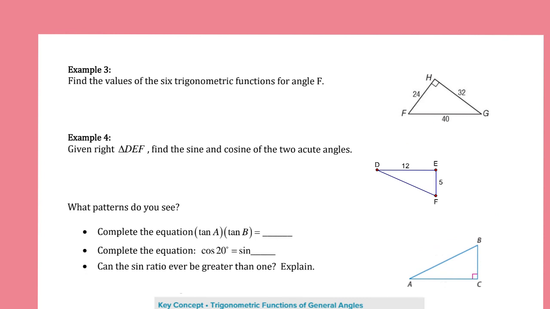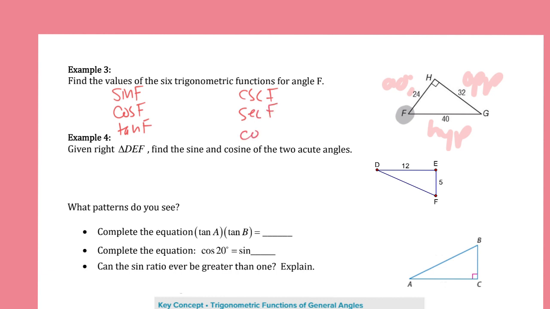The next one really is the same exact triangle, but they're saying, instead of standing at G, stand at F. And so from F's perspective, this is still the hypotenuse. This is now the adjacent leg, and this is going to be the opposite leg. Okay, so let's write down what we're doing. From angle F's perspective, we're going to do sine of F, cosine of F, tangent of F. The reciprocal of sine is cosecant, and we've got secant, and we've got cotangent.